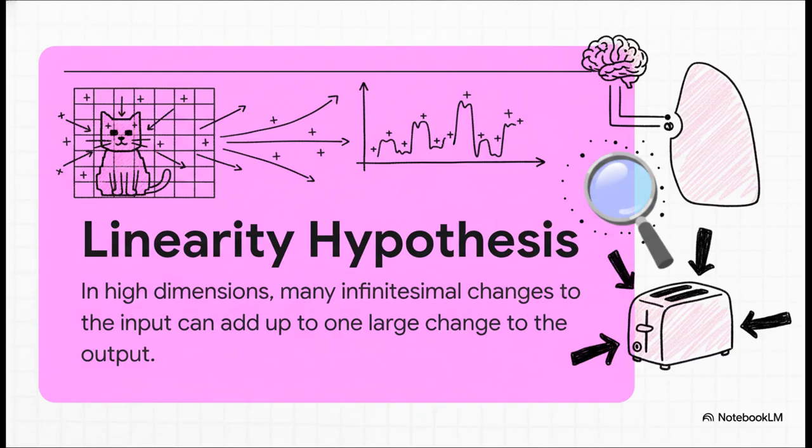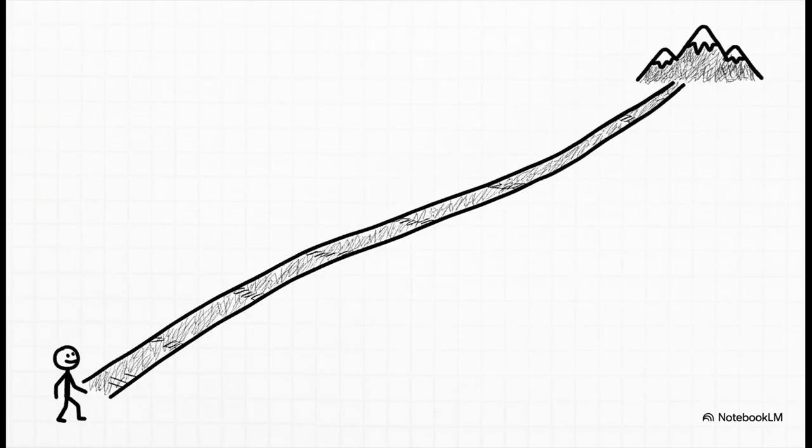What that means is, if you make millions of tiny little changes to the pixels, changes you'd never notice, all those little nudges just add up. And when millions of tiny nudges add up, you get one giant shove that just completely throws off the AI's final answer. Think about it like this.